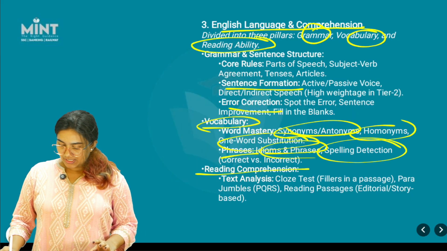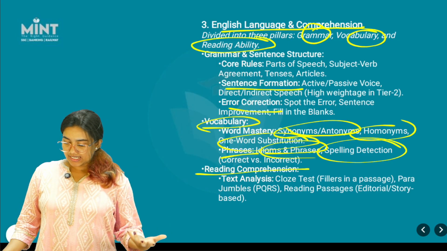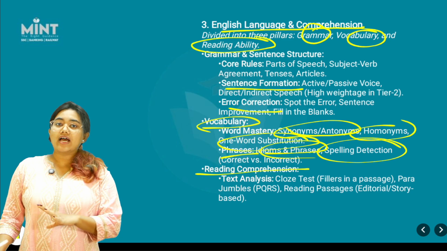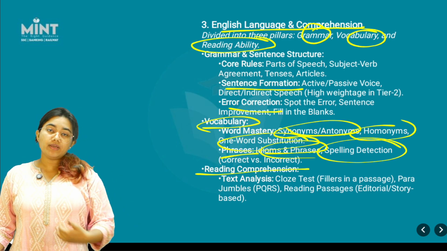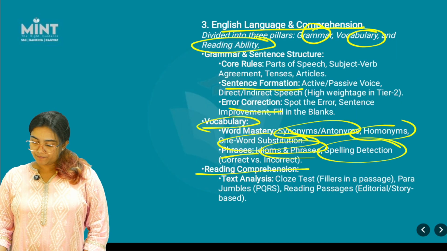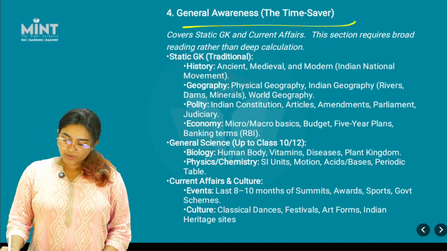Then there is reading comprehension, which basically is text analysis like cloze test, para jumbles, reading passages, all of that will also be very likely asked. So there is going to be reading comprehension as well. So again, you have to also focus on reading speed as well. And then we're going to look at general awareness.